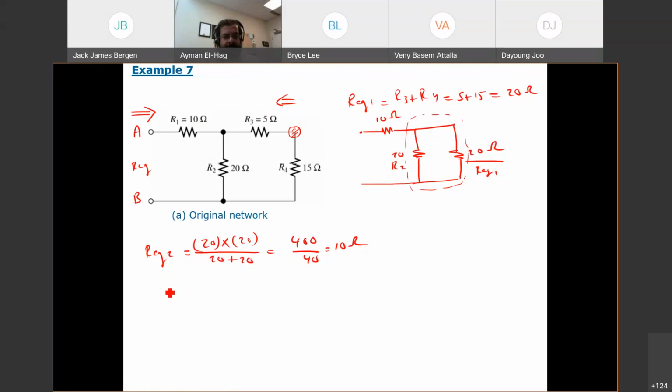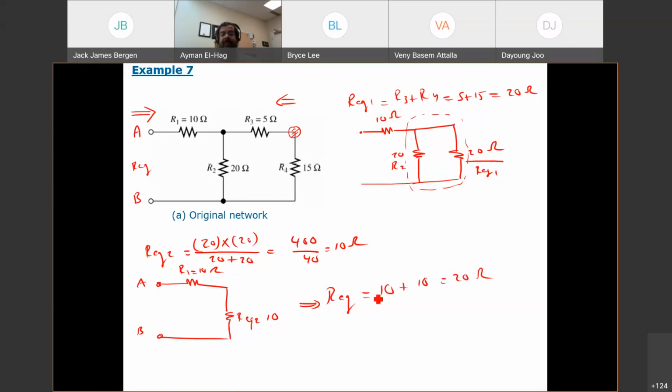So now let me redraw the circuit. I will have R1, which is equal to 10 ohm, and R equivalent 2, which is another 10 ohm. And I want to find the total equivalent between point A and B. Obviously now these two are in series, so the total R equivalent is equal to 10 plus 10 equals 20 ohm. So what does this mean? It means I can replace this whole mesh of resistors with only one resistance equal to 20 ohm.